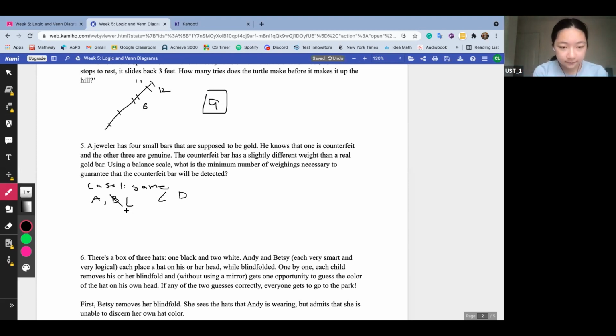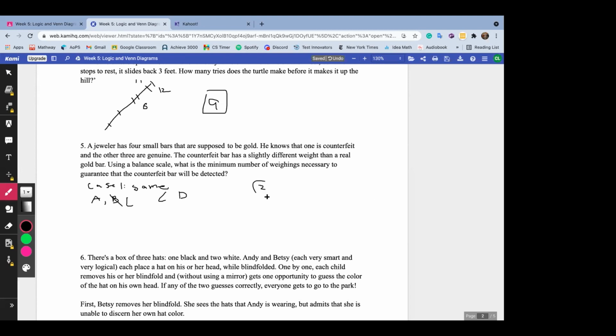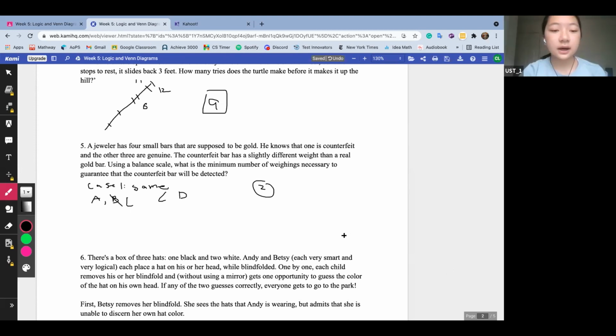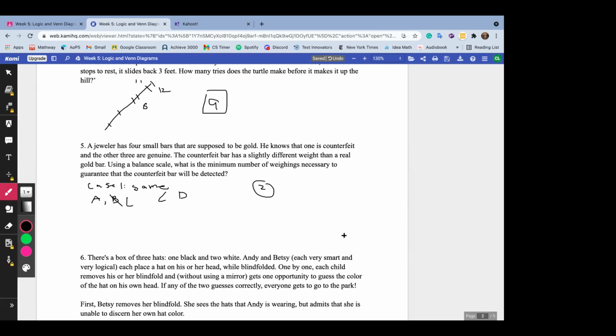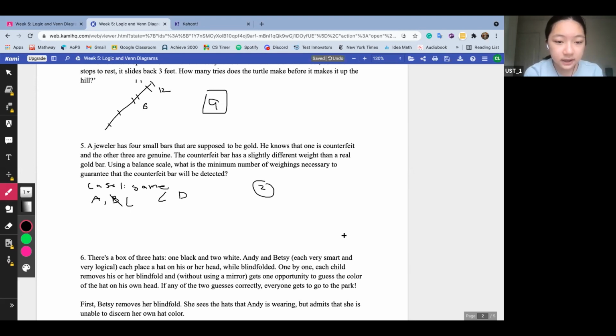Now, if the weights are different, that means C will be the fake one. And if C, A, and C are the same, that means D will be the fake one. So in the first case, there's going to be 3 tries. What? There's a minimum of 3 tries or 2 tries? 2. So you have A. First, you test A and B, and then after that, you test A and C.